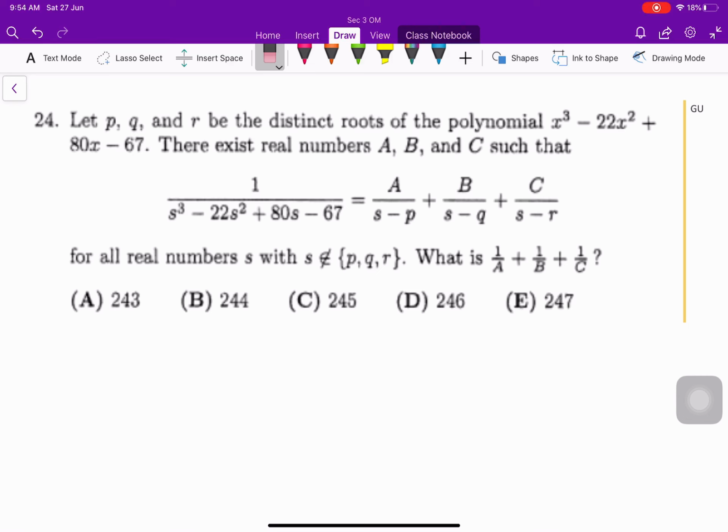Okay, let's look at question number 24. For question number 24, it says that P, Q, R are distinct roots of the polynomial. Then there are real numbers A, B, C such that it satisfies the equation for all real numbers S, and S does not belong to these three numbers P, Q, R. Then you are asked to find the value of 1 over A plus 1 over B plus 1 over C.